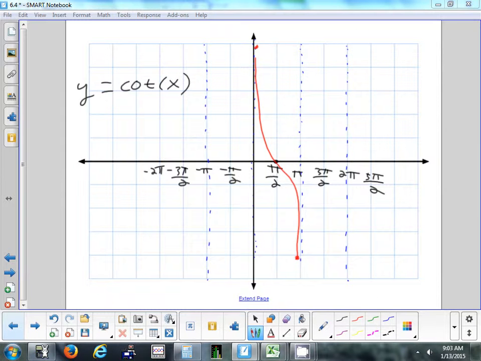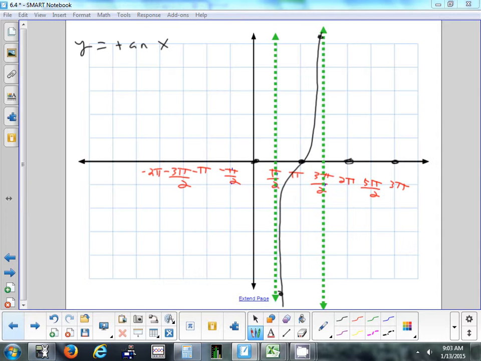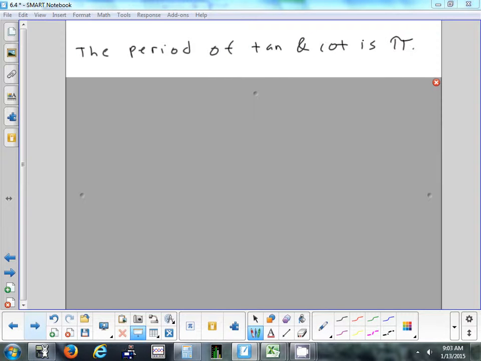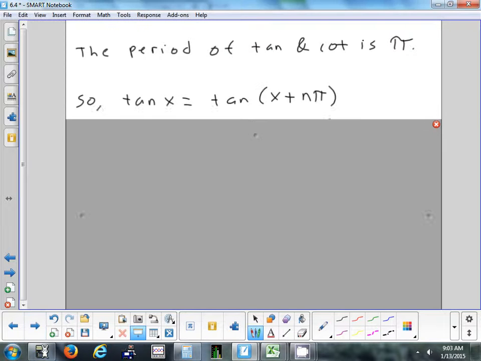And it works exactly the same with tangent. It's easier if you don't want to look at the fractions, look at the x-intercepts: 0, pi, 2 pi, 3 pi. Things keep repeating here every pi units. So the period of tangent and cotangent is pi. For sine and cosine, it was 2 pi. This one's pi.